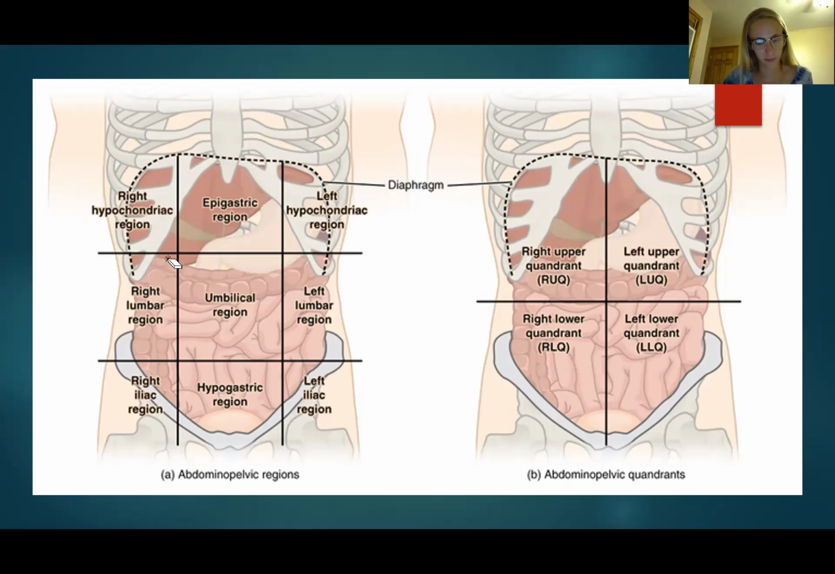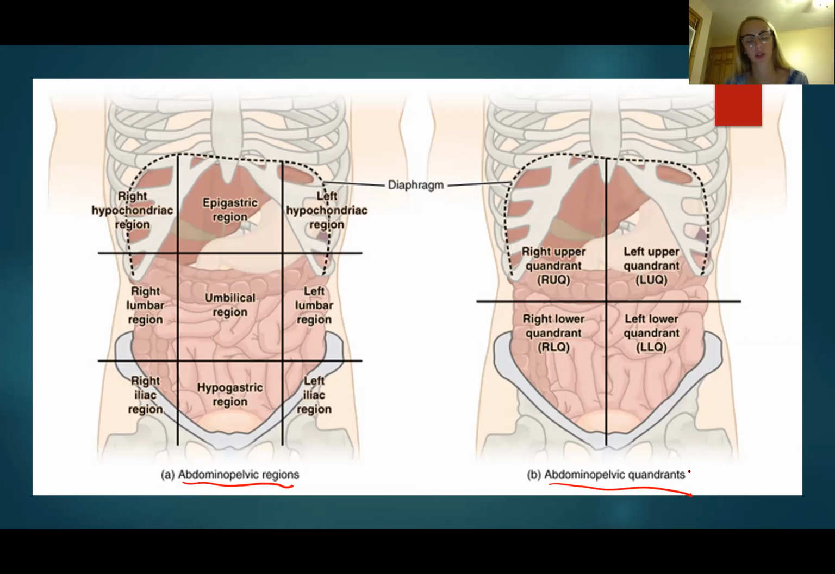All right, so there's two ways that they will typically classify your abdominopelvic cavity. You can do the regions. So A here shows the abdominopelvic regions. Sometimes they'll talk about quadrants. A lot of times you'll hear regions, and I think specifically on the test or the quiz, I feel like they might refer more to the regions, but do not quote me on that.